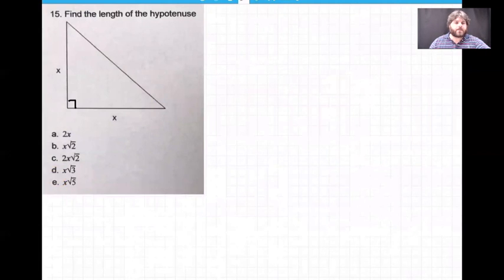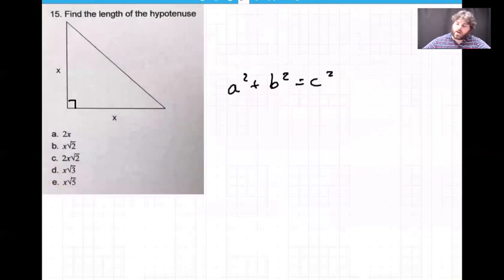Right, find the length of the hypotenuse. So we have a right triangle here. I know that since it's a right triangle, a squared plus b squared equals c squared. A is unknown, but we're just going to call it x. B is unknown, we're going to call it x. We don't know c, but we're looking for the length of the hypotenuse. So that's what we're going to look for.